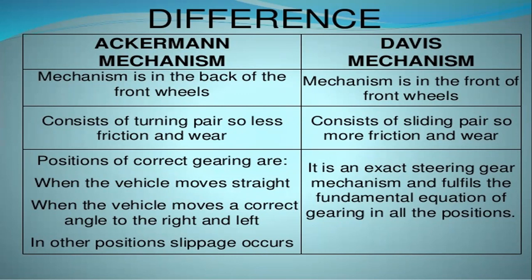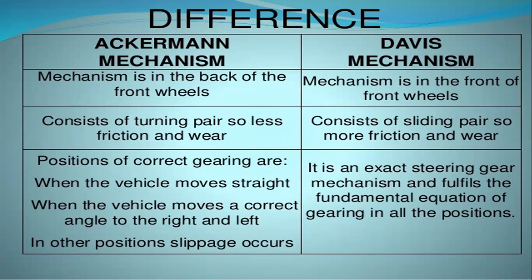Next, in the Ackermann's steering gear mechanism, the positions of correct gearing are when the vehicle moves straight and when the vehicle moves at a correct angle to the right and left, and in other positions slippage occurs. So there are three types of positions in the Ackermann's steering gear mechanism: when the automobile travels in the straight position, when it moves at a correct angle to the left position, and when the vehicle moves to the right side position. These are the three types of positions of the Ackermann's steering gear.